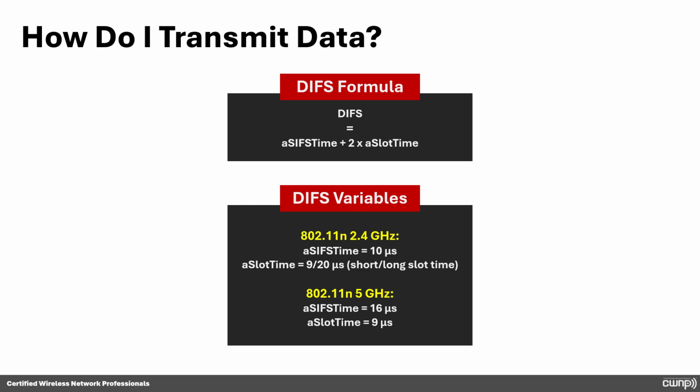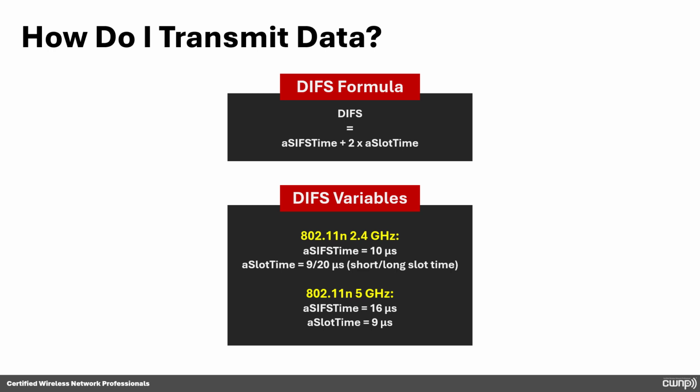So the different PHYs can change these variables. But remember, they're still the variables. There's a variable called a SIFS time. There's a variable called a slot time. Okay? They're still the variables. Those variables are still used in the formula. And so that is how we calculate the interframe space.